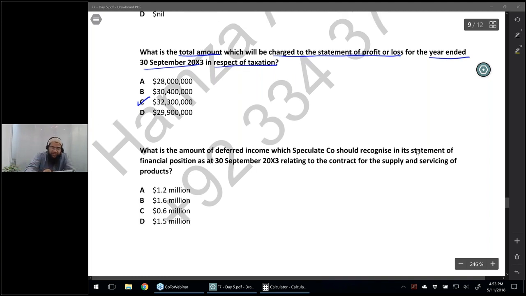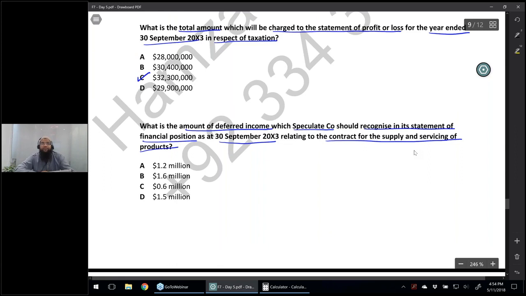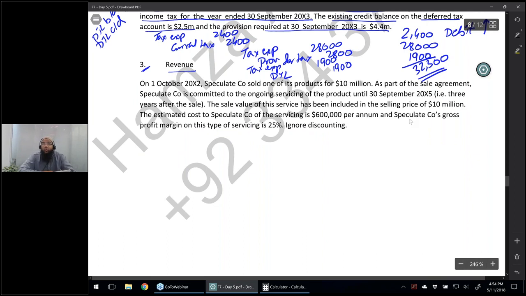The last question asks what is the amount of deferred income which Speculate Company should recognize in the statement of financial position as at 30th September 2023 relating to the contract for the supply and servicing of the products. So let's see the case. This probably relates to the third bullet, revenue, where the question says that on 1st October 2022, Speculate Company sold one of its products for $10 million. As part of the sale agreement, Speculate Company is committed to the ongoing servicing of the product until 30th September 2025, which is 3 years from the sale.